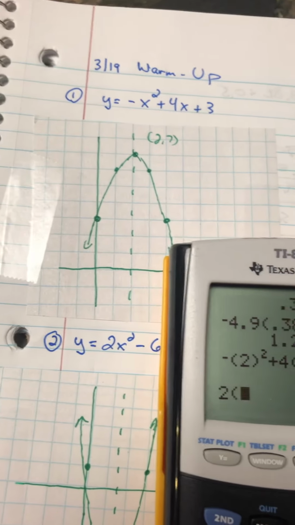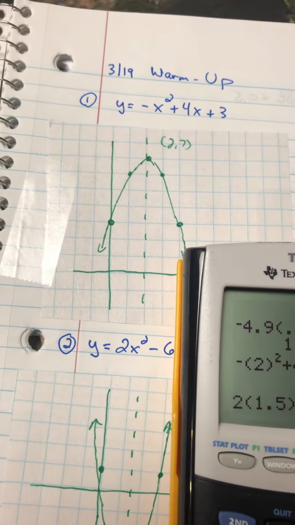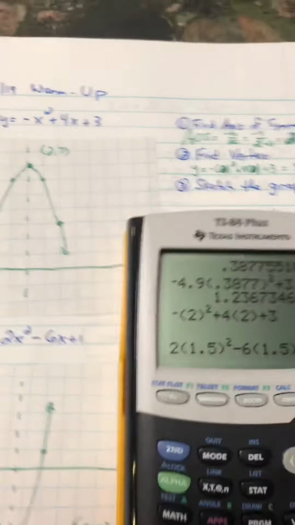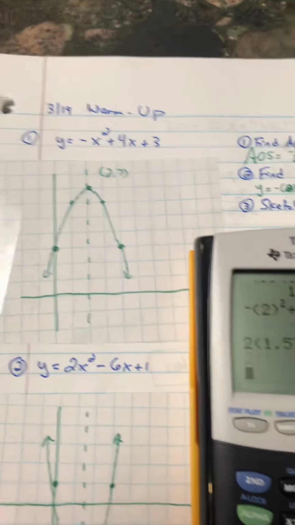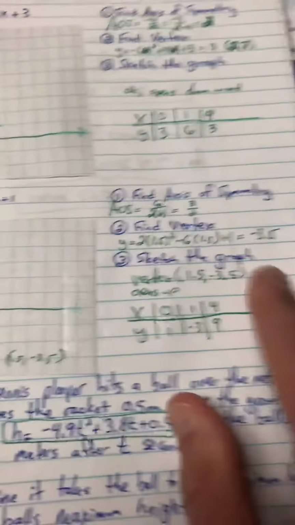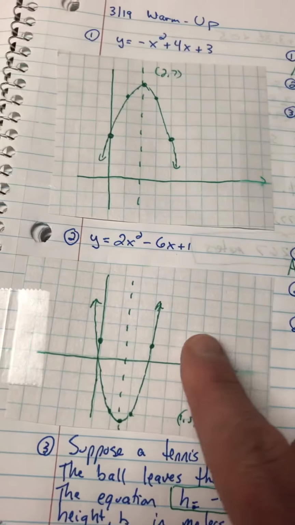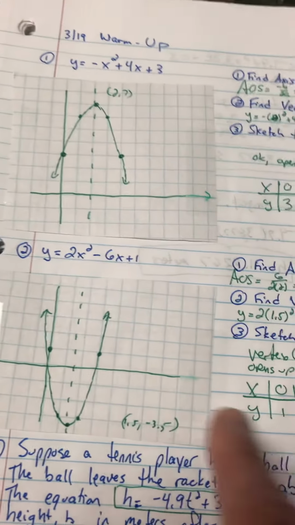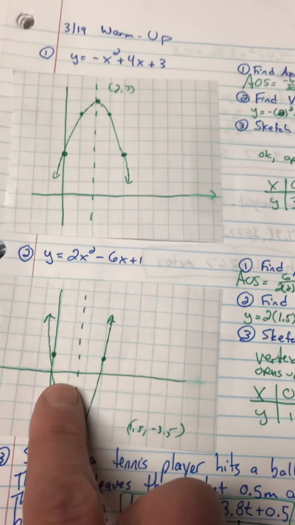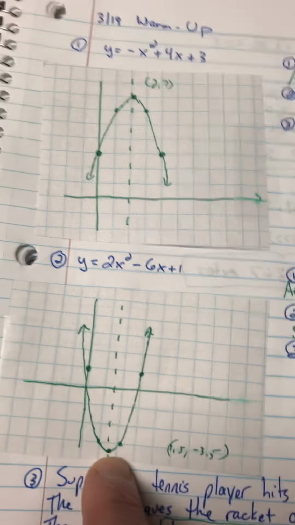2 parentheses 1.5 squared minus 6 times 1.5. Close that, and then plus 1. I just let the calculator do the work for me. I get -3.5 for the vertex. So there's my -3.5. I sketch, and I just estimate where this is. Once again, I kind of adjust my x and y to figure out where I'm going to be and how much paper I need. So I go over to 1.5, -3.5. There's my vertex. And then I just plot it.